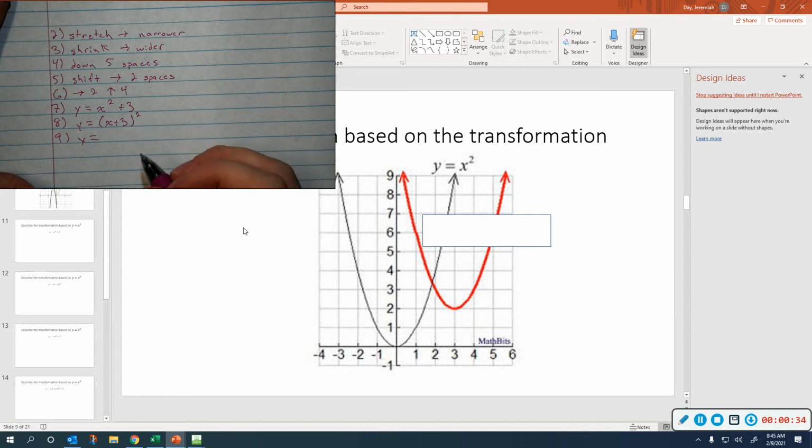Okay, this one, I see two things. I see it moves to the right 3, so I know I need parentheses. And x lies, so moving to the right is actually going to be minus, so x minus 3 squared. And then I also see it moves up 2 spaces on my y, so plus 2.